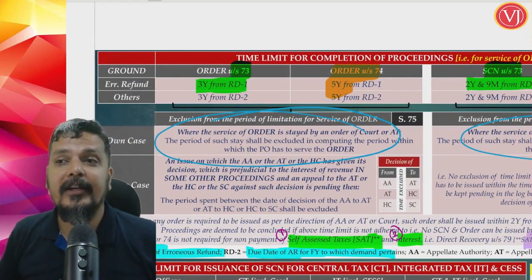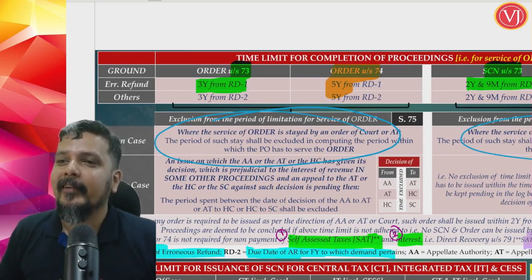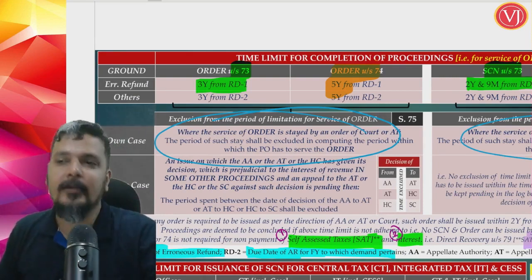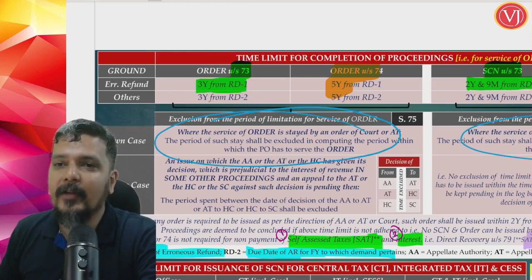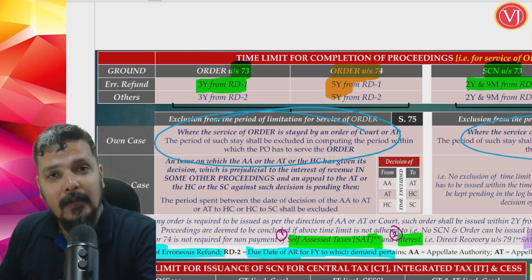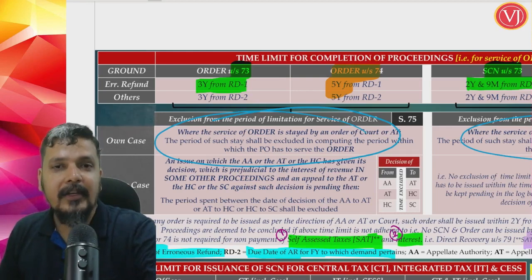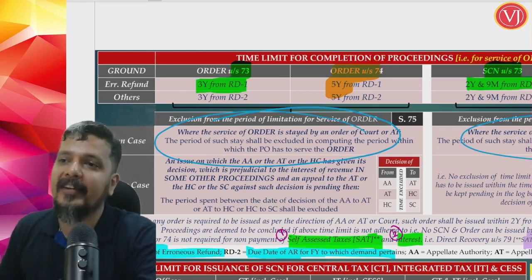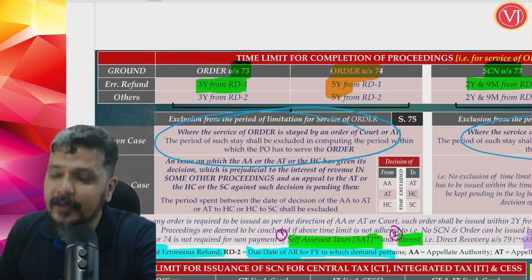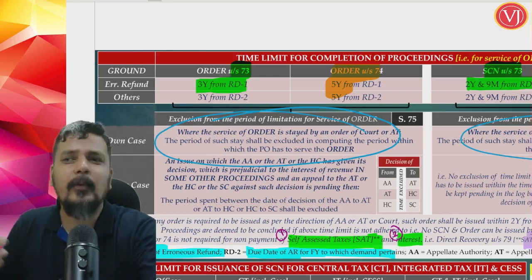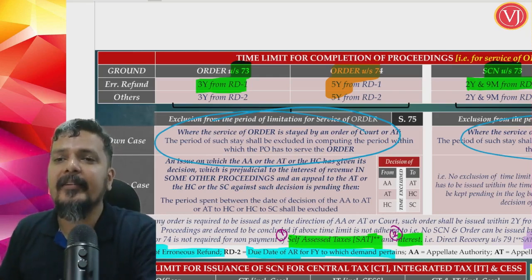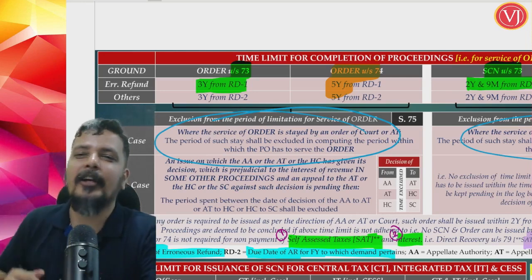So, can we take stay on the notice? Yes. You can take stay on the notice. You can take stay on the order. Stay is not always on the order. The moment you get to know that this officer is going to give you a notice because of the grudge he has against you, you can go to courts and take stay on the notice also. So stay period is excluded.